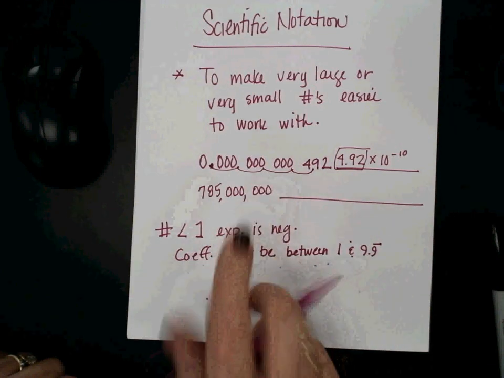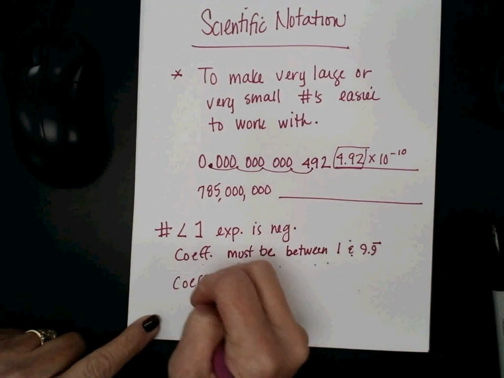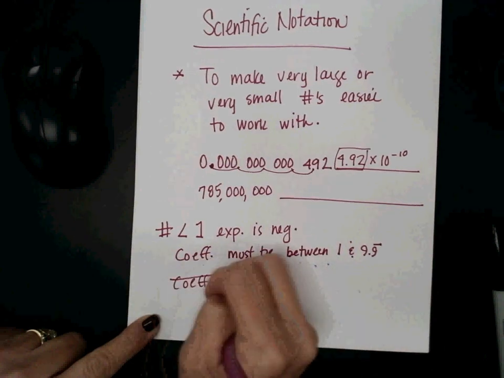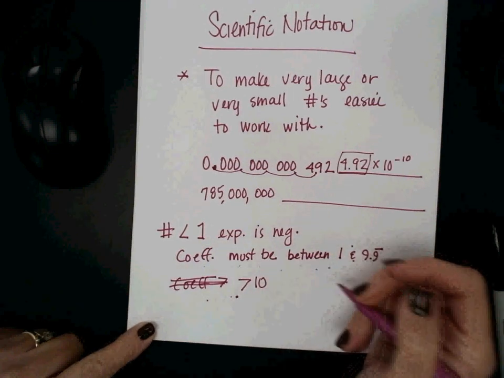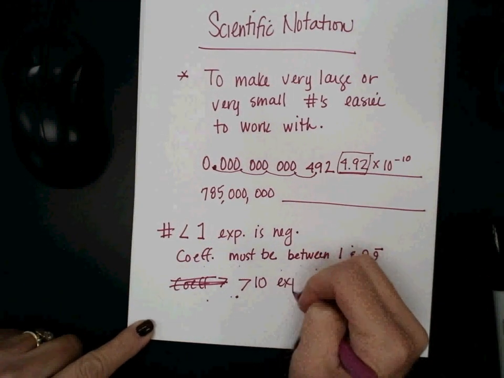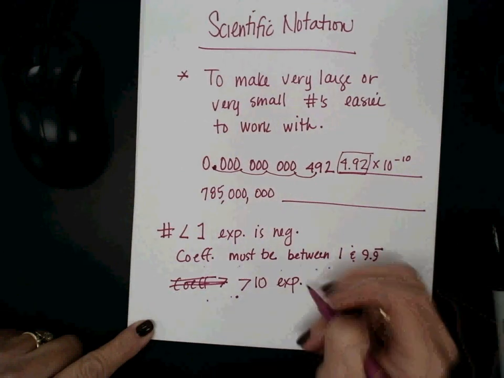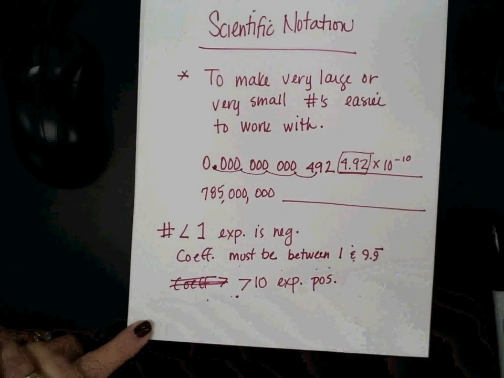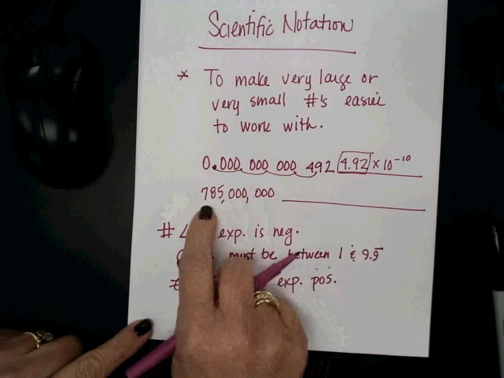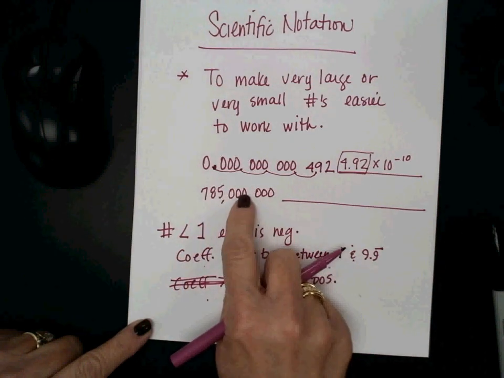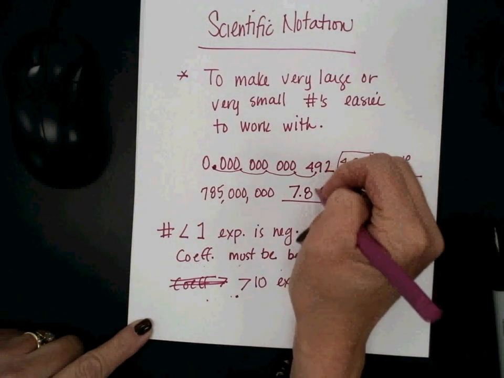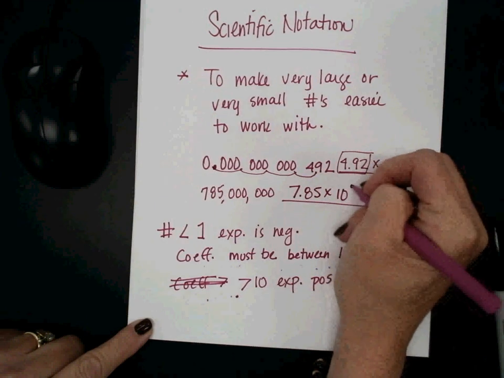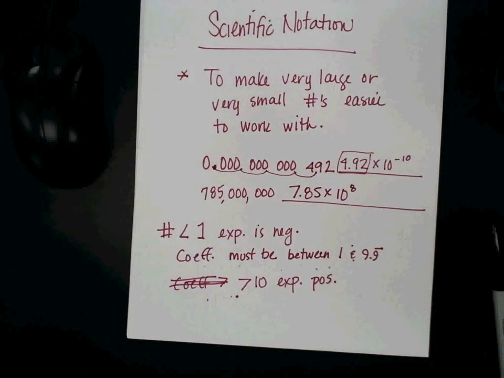If it's greater than 10, then my exponent is what? Positive. So here I'm going to have a positive exponent. I just need to figure out what it is. 3, 4, 5, 6, 7, 8. So I would have 7.85 times 10 to the 8th. Now is it coming back to you? If it didn't before?